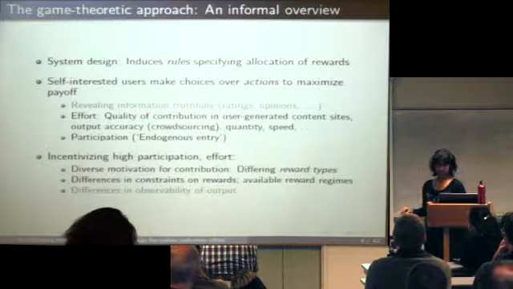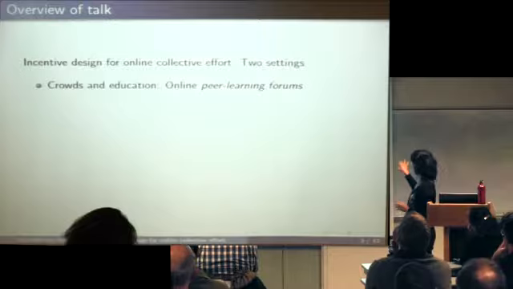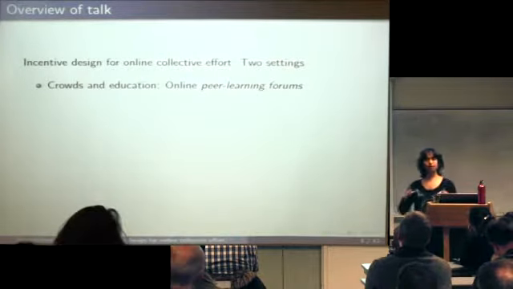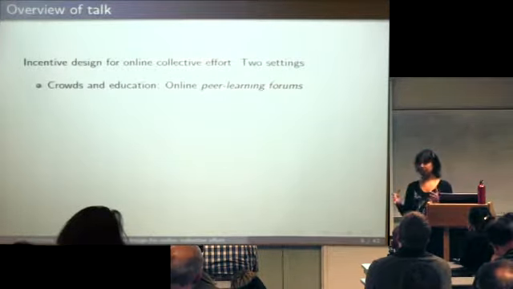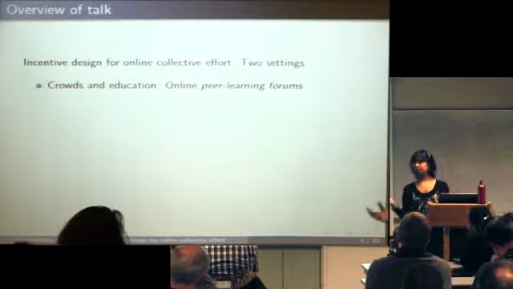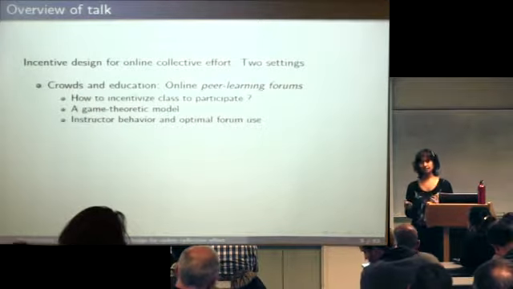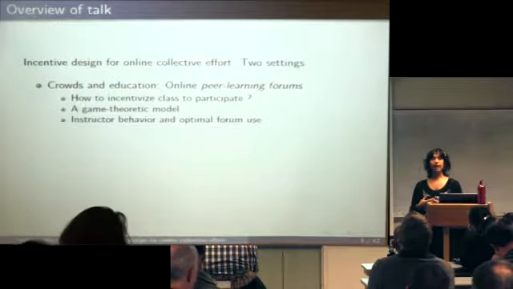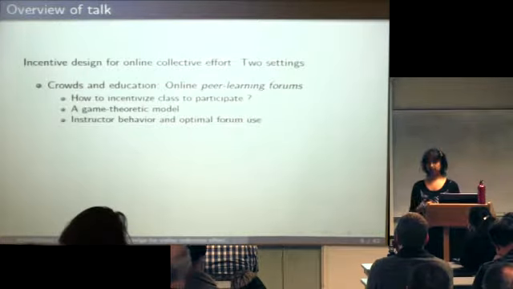So that being said, today I'm going to talk to you about incentive design for online collective effort in two settings. The first has to do with crowds and education, and here we're going to talk about online peer learning forums. There are question answer forums of all kinds on the web, but we're going to talk about this very special kind of question answer forums, things like Piazza and MOOC forums. And there we're going to ask this question: how do I incentivize the class to participate? How, as an instructor, do I create a situation where I am not answering all the students' questions only online instead of in office hours? How do I actually get the class to contribute, and what can a game theoretic model tell me about this?